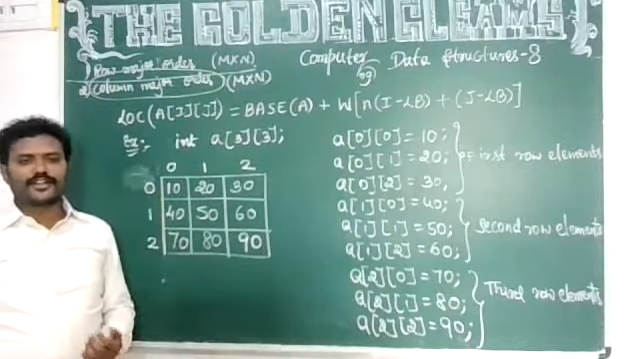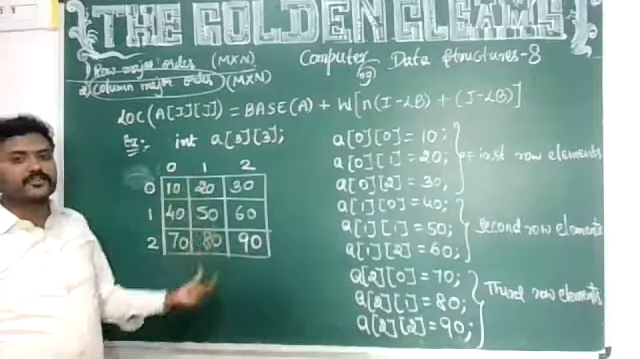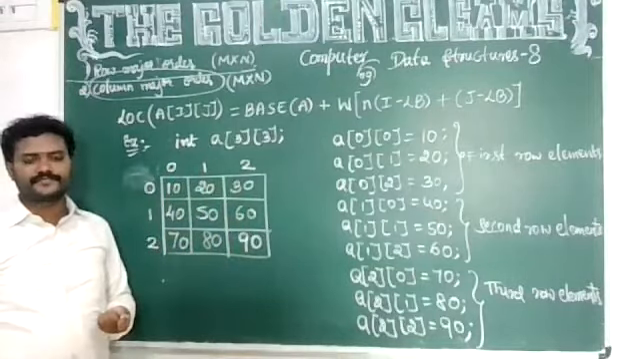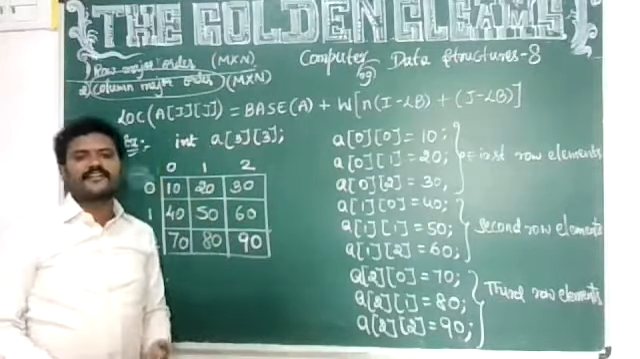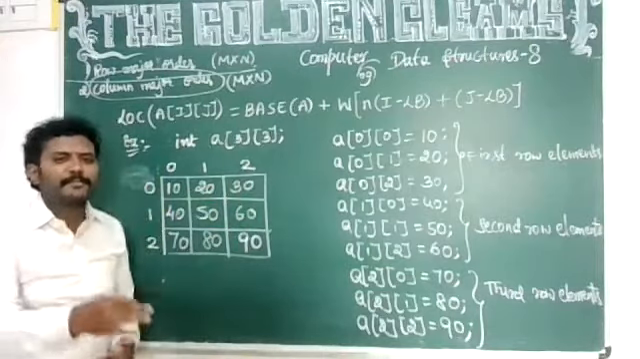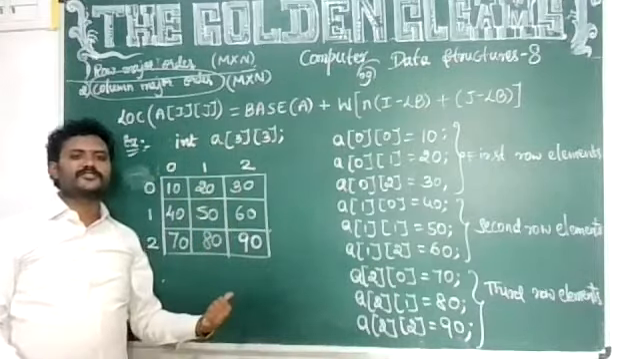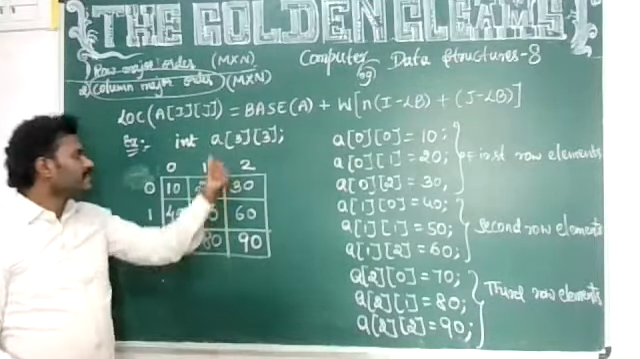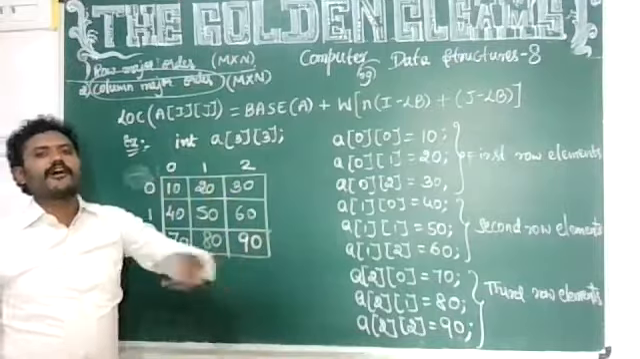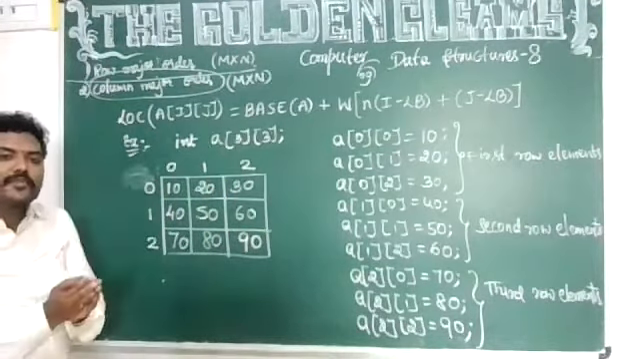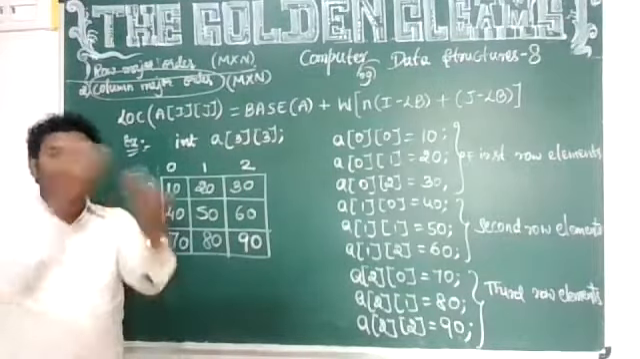First row elements are stored in first sequential order. Same explanation: first column elements are stored in first sequential order, second column elements are stored in second sequential order, and so on. Again, I am repeating, students. Understand this well. And the formula is used to represent the column major order elements in a memory.